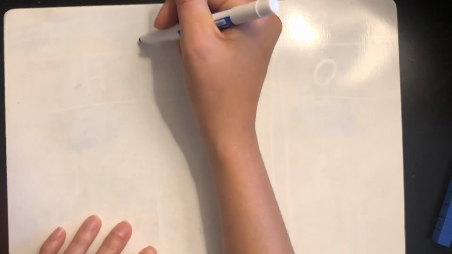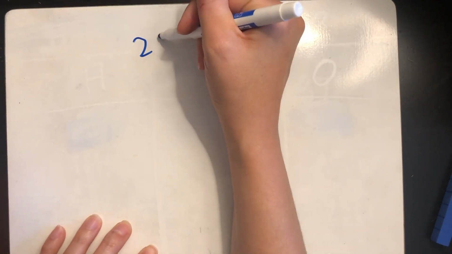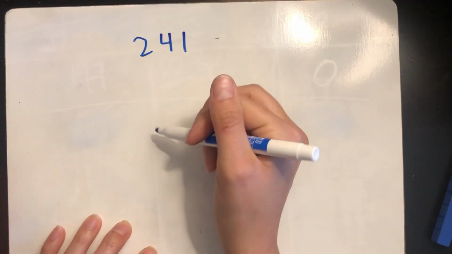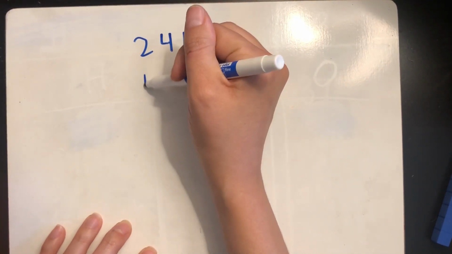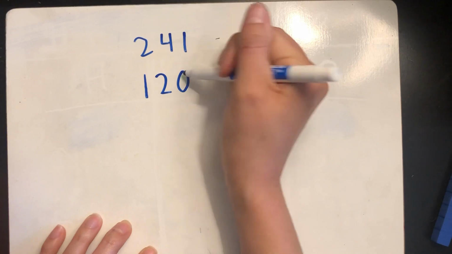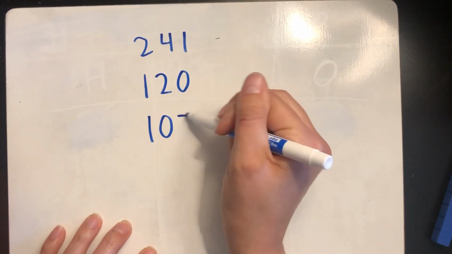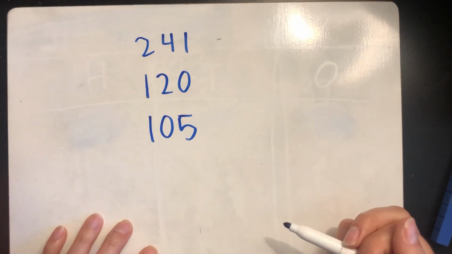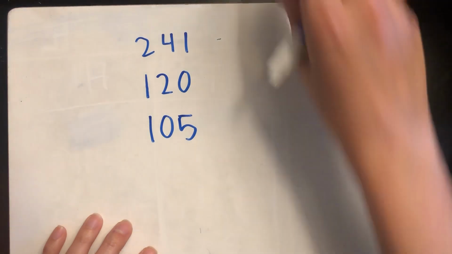An example of a three-digit number could be 241, or a number that we are more familiar with, like 120 or 105. Those are all three-digit numbers. So what happens when we want to add them together? Let's talk about that today.